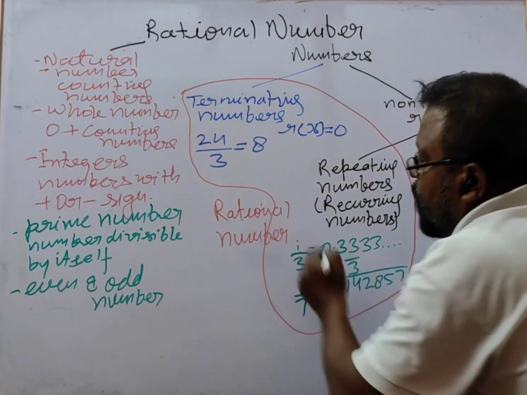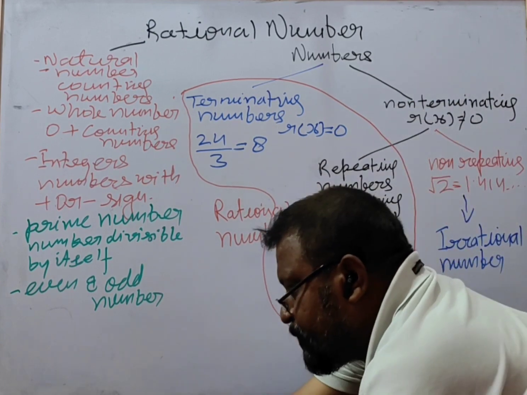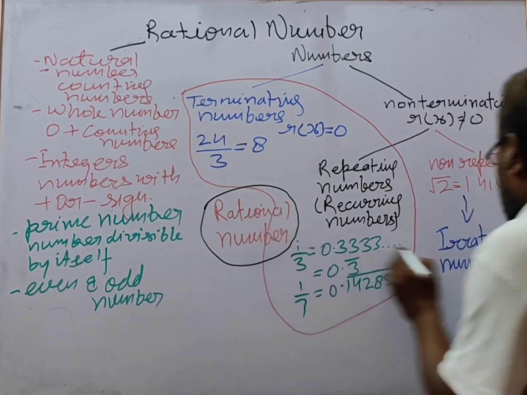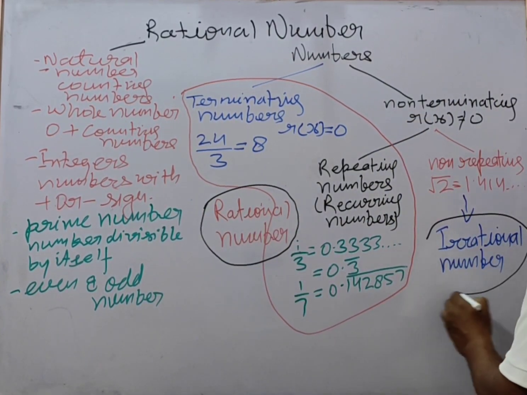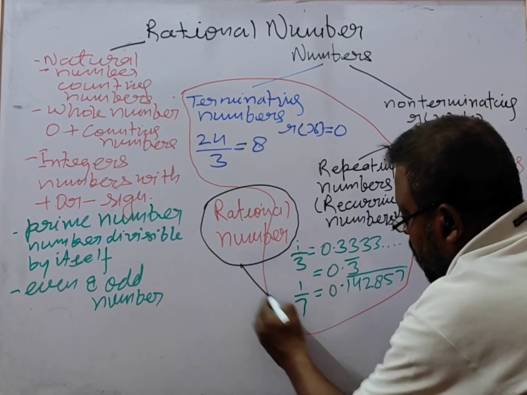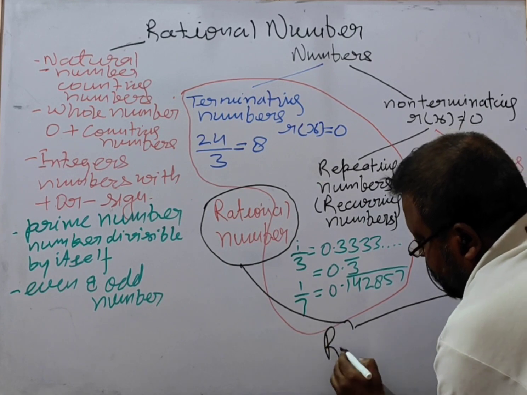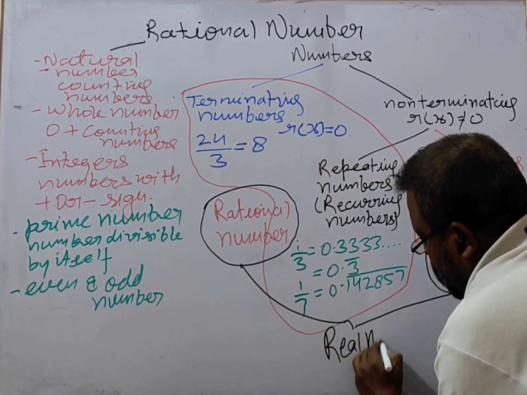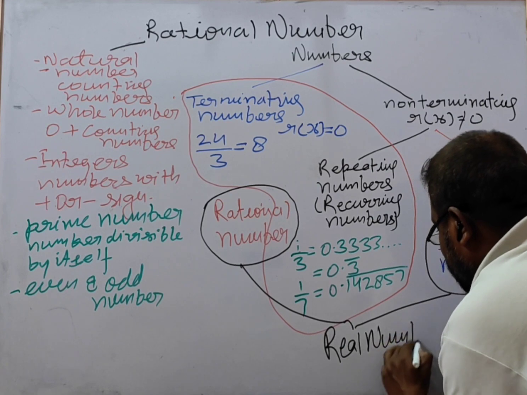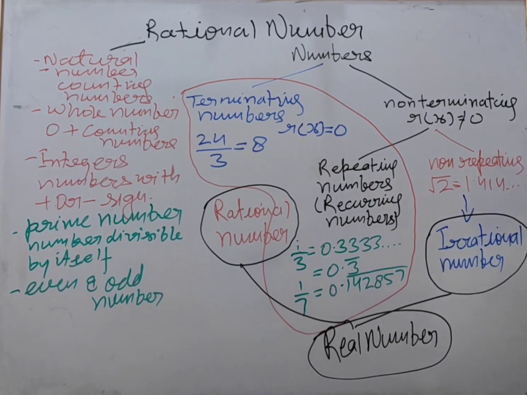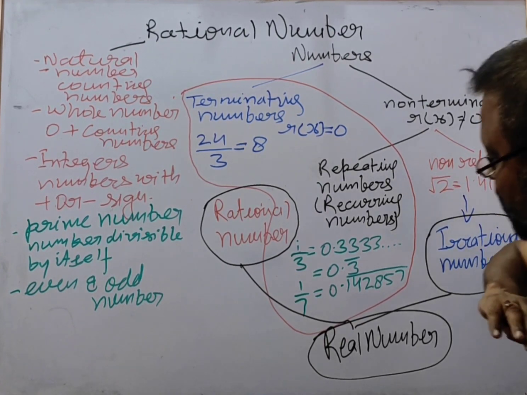And this rational number and this irrational number all together form real numbers, right? What you were talking about, right? So this is real numbers. They come under real numbers.